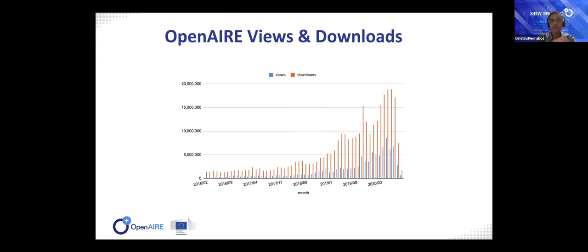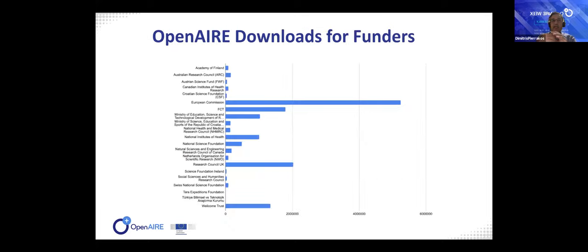Some sample numbers. You can see the evolution of the OpenAIRE usage counts service from 2016 till September 2020. You can see the views and downloads that have been collected and aggregated. And you can also have an indicator of the OpenAIRE downloads for the various funders in Europe. And you can see how the information that we collect can be exploited by this particular stakeholder.